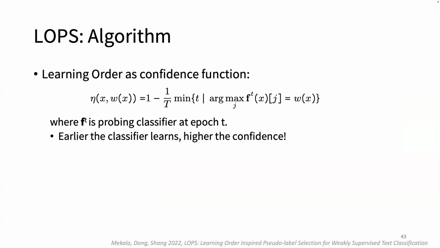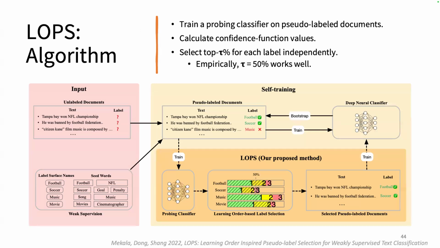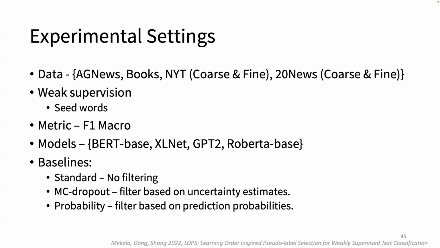Mathematically, we use learning order as the confidence function. It's 1 minus the epoch at which it learned the sample for the first time, normalized by the total number of epochs. The algorithm is pretty simple. We train the probing classifier on pseudo-label documents, calculate the confidence function values, and based on that, we select the top tau percentage for each label. For experiments, we experimented on around 6 datasets, both coarse and fine-grained.